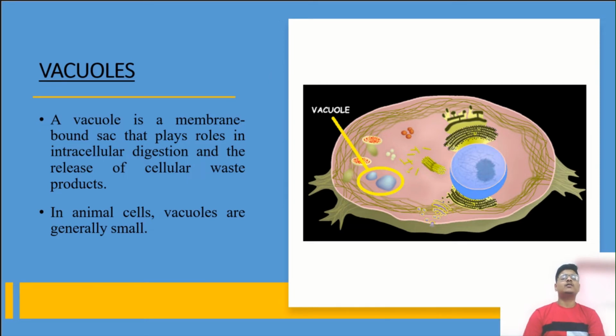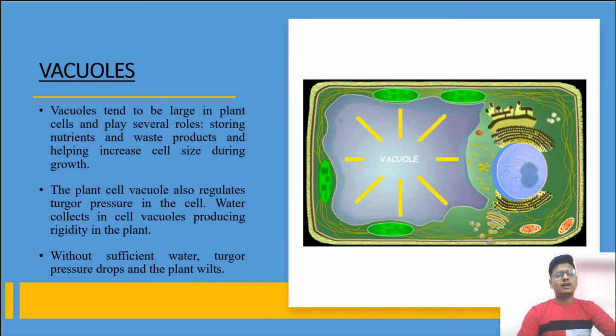Then now let's study what a vacuole is. A vacuole is a membrane bound sac that plays a role in intracellular digestion and the release of cellular waste products. In animal cells vacuoles are generally small. Vacuoles tend to be large in plant cells and play several roles, like storing nutrients and waste products and helping increase cell size during growth. The plant cell vacuole also regulates turgor pressure in the cell. Water collects in the vacuole, producing rigidity in the plant.